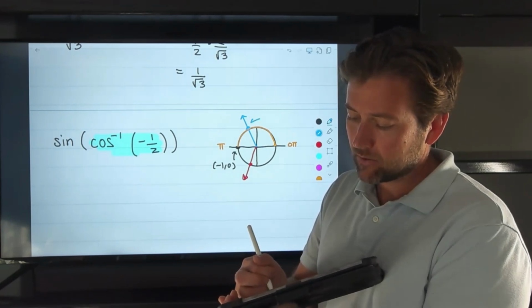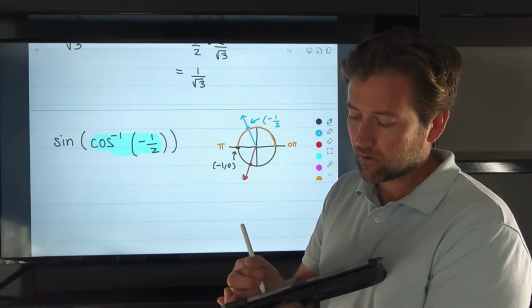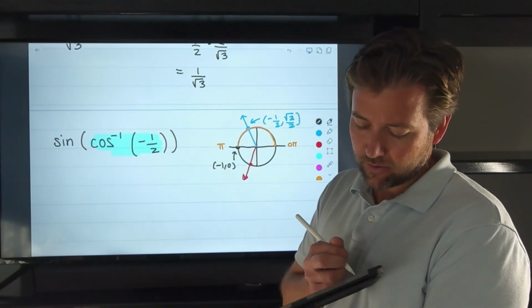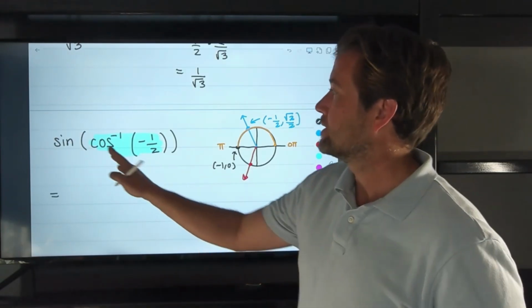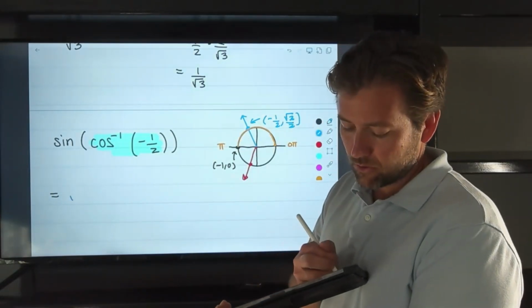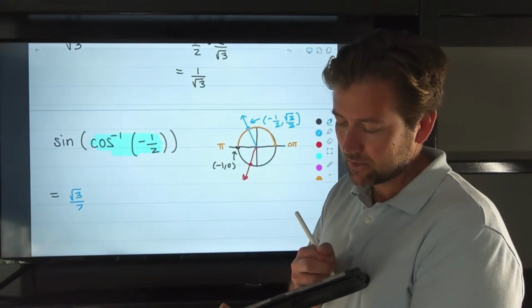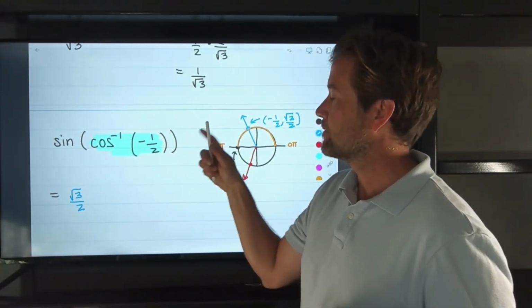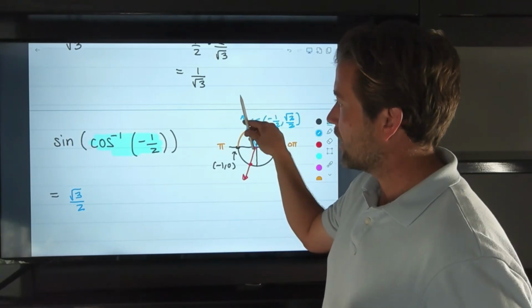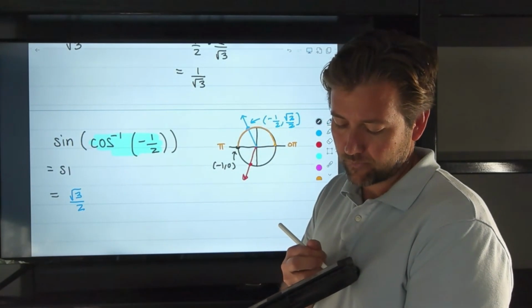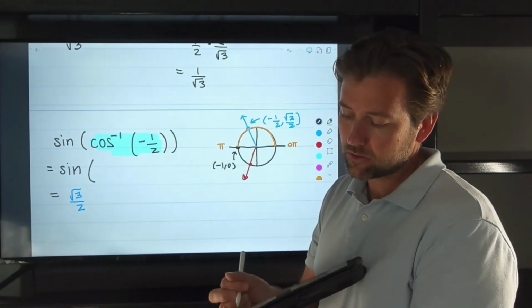If this point here is negative 1/2 comma square root of 3 over 2, then you know the answer to this problem: the sine of this angle is that y-coordinate, which is square root of 3 over 2. So you technically don't have to know that the arc cosine of negative 1/2 is 2/3 pi. But you should know that. So I can fill in this step here, but you really don't need this step.